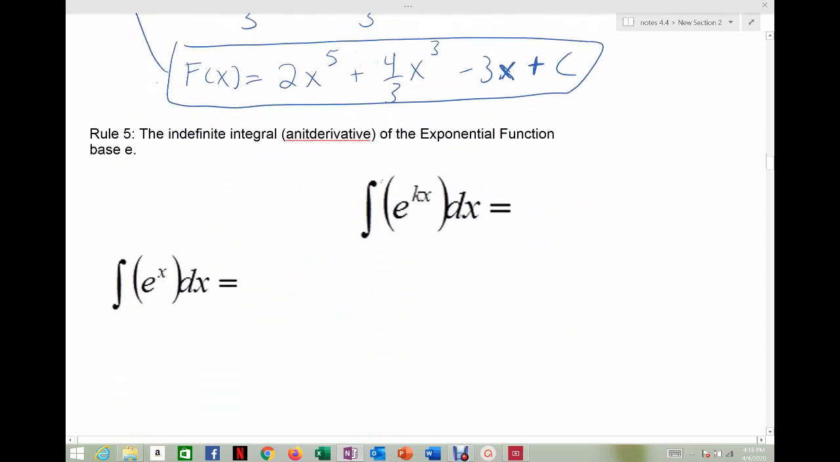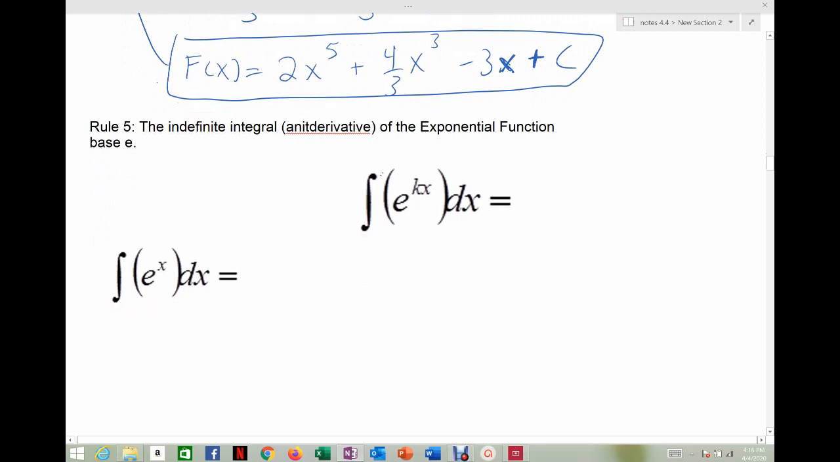Alright, the exponential functions. There are two of them here, and they are different. So this is when it's just e to the x, all by itself. The antiderivative of e to the x is the same as the derivative of e to the x. It's itself, right? e to the x plus some unknown constant. So the family of antiderivatives would be itself plus some constant.